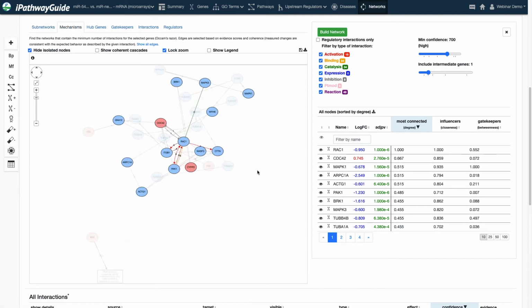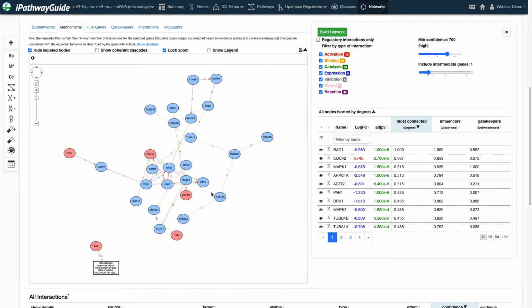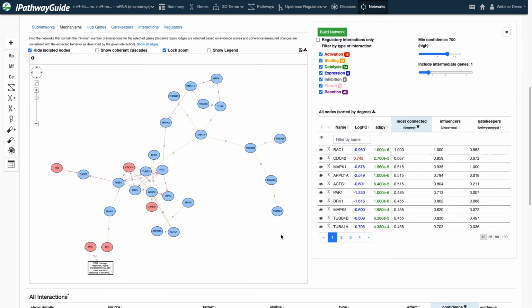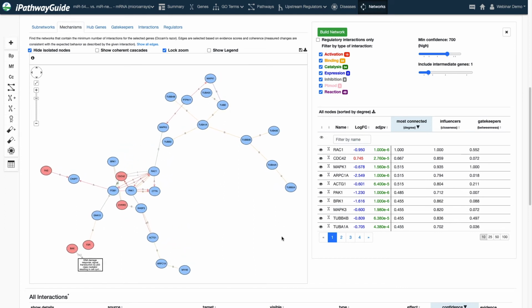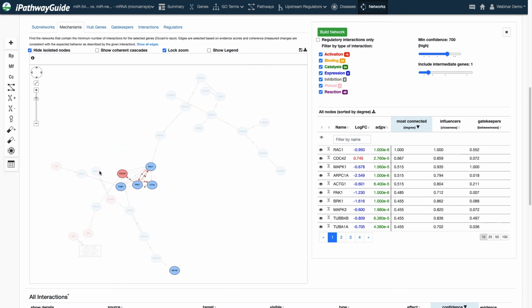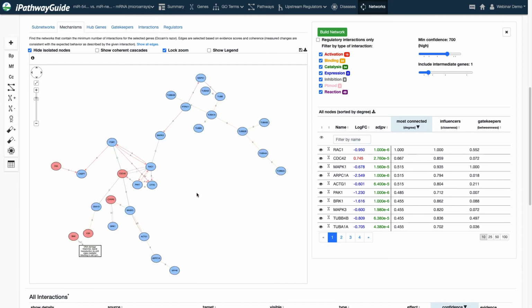The Mechanisms tab allows you to see a simplified view of the network. It tries to maintain all of the connections, so you don't lose genes that are connected to other genes, but it gives you a simplified view to help you look at mechanistically what's going on. And here you can highlight coherent cascades. Just like on the Pathways tab, these are places where you have agreement between the directional fold change and the directional interactions between genes in the network.